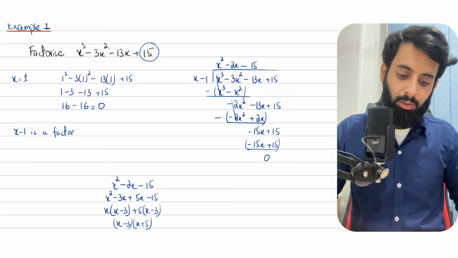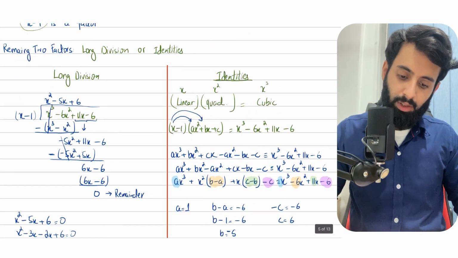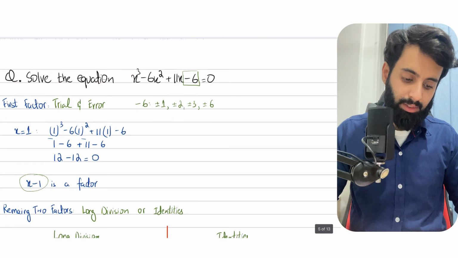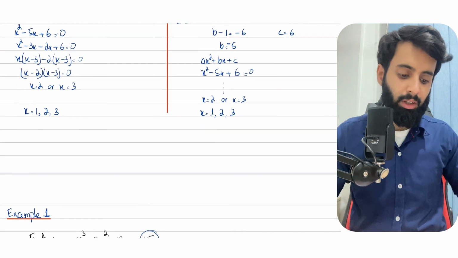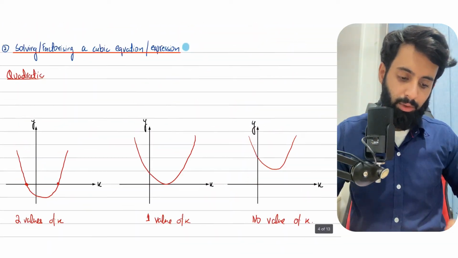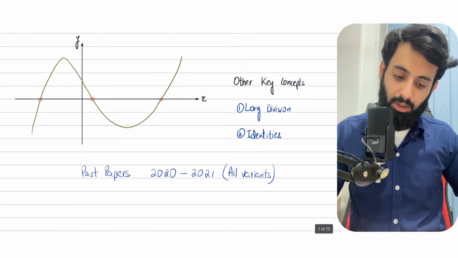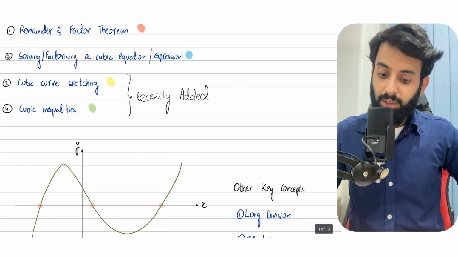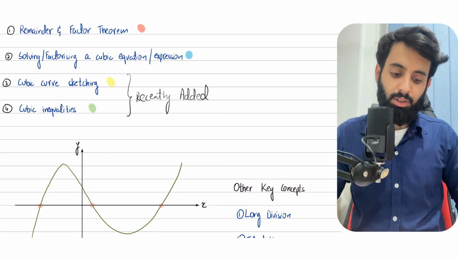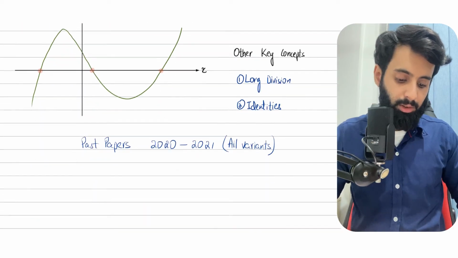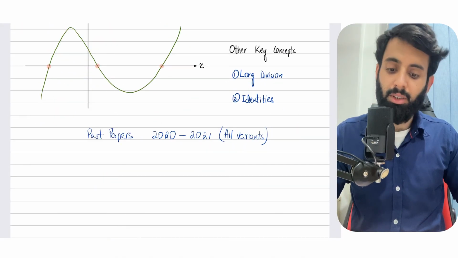Okay, so yeah, so far we have covered two concepts along with examples, and I'll stop here for this part. In the next part, we will cover the remaining two concepts, and they are cubic curve sketching and cubic inequalities. So they're very important, and make sure that you guys watch the next part also. And in the next part also, we will be solving the past paper questions that I've mentioned.